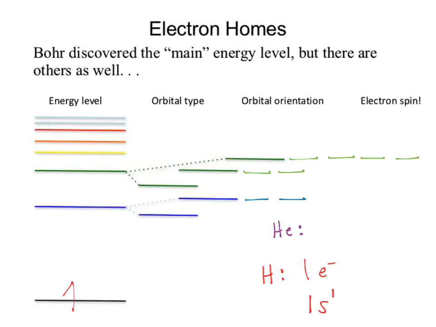Helium has how many electrons? 2 electrons. Where's the first electron go? Goes into the 1s orbital. First energy level, the s type. So I could call that 1s1 to explain where that electron is located. Good? Helium has how many electrons? 2. I have to explain where that second electron is. Where does that second electron go?